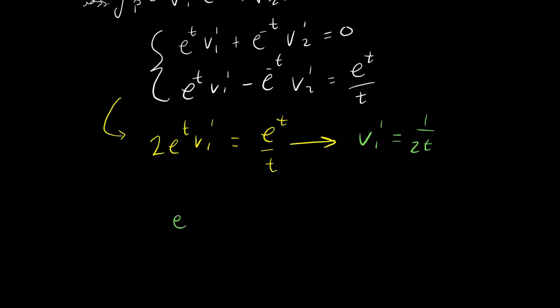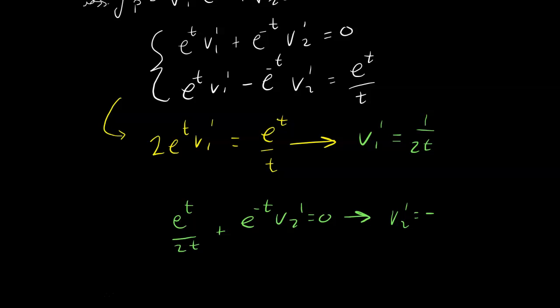So e to the t, plugging this in, divided by 2t plus e to the negative t v2 prime, that's equal to 0. So solve this algebraically, and I'll end up with v2 prime is equal to negative.